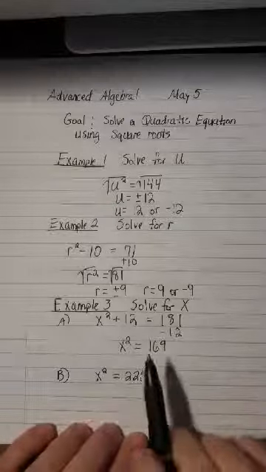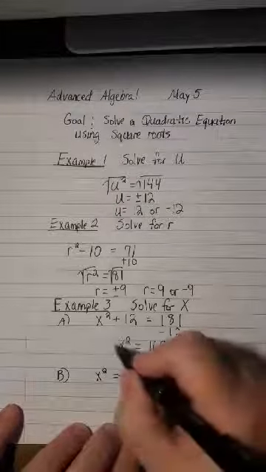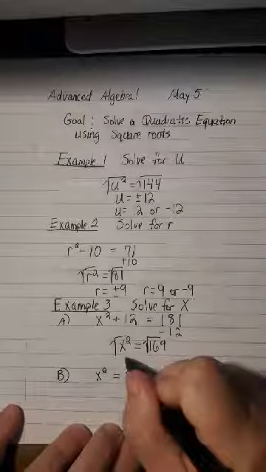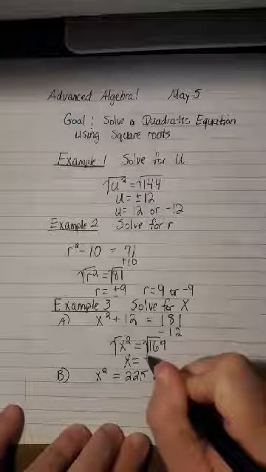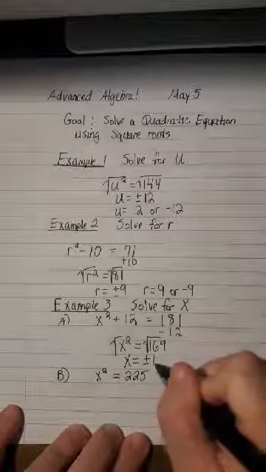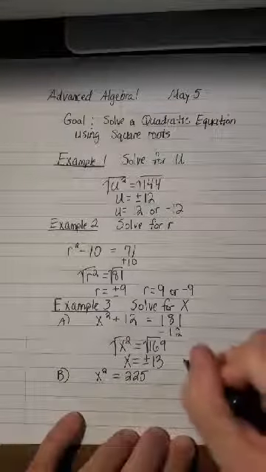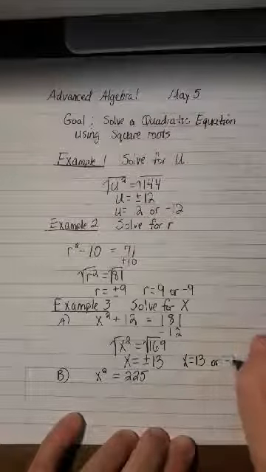And so now you want to solve for x by taking the square root of both sides. So the square root of x squared is equal to x. The square root of 169 is going to be plus or minus 13. And so then you would just say x equals 13 or negative 13.